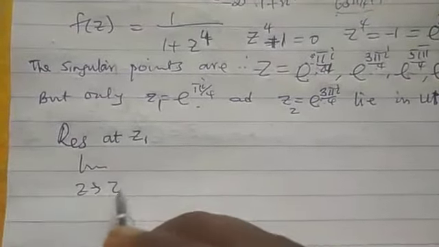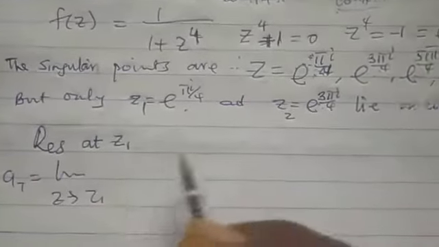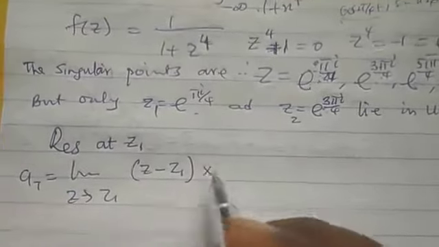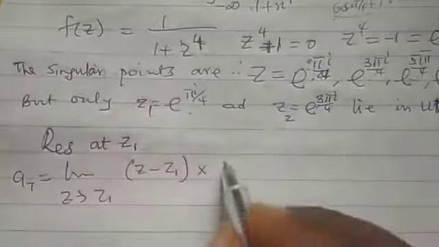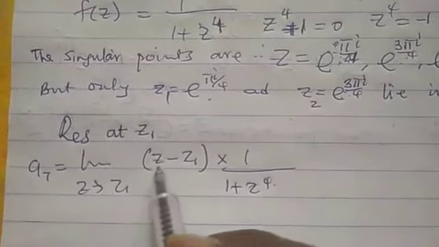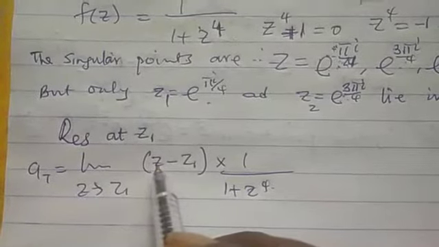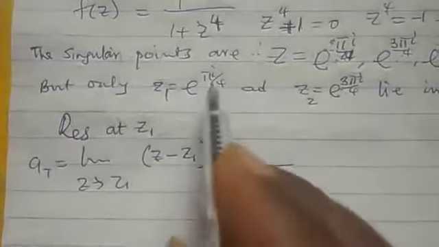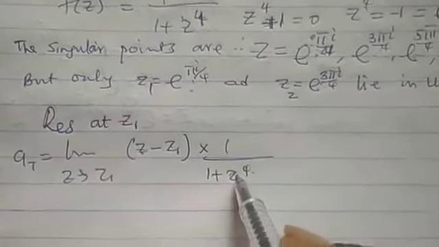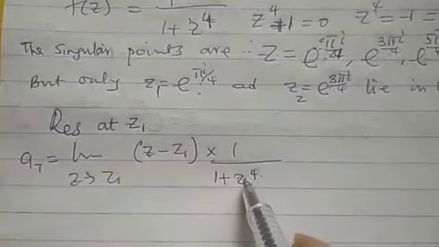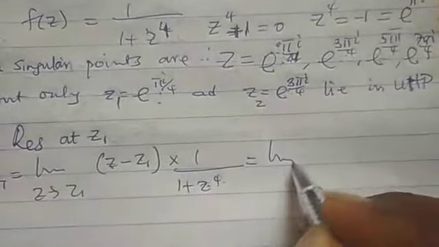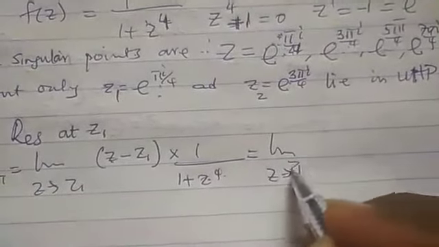So the residue at z1 will be the limit as z tends to z1 of (z minus z1) times f of z. This is our f of z, 1 over 1 plus z raised to power 4. Now, if you put z equal to z1, z1 minus z1 is 0. And don't forget that we got this z1 from this function, so if you put it there too, it will be 0. So you don't need to bother yourself. What you do is use L'Hospital's rule there.